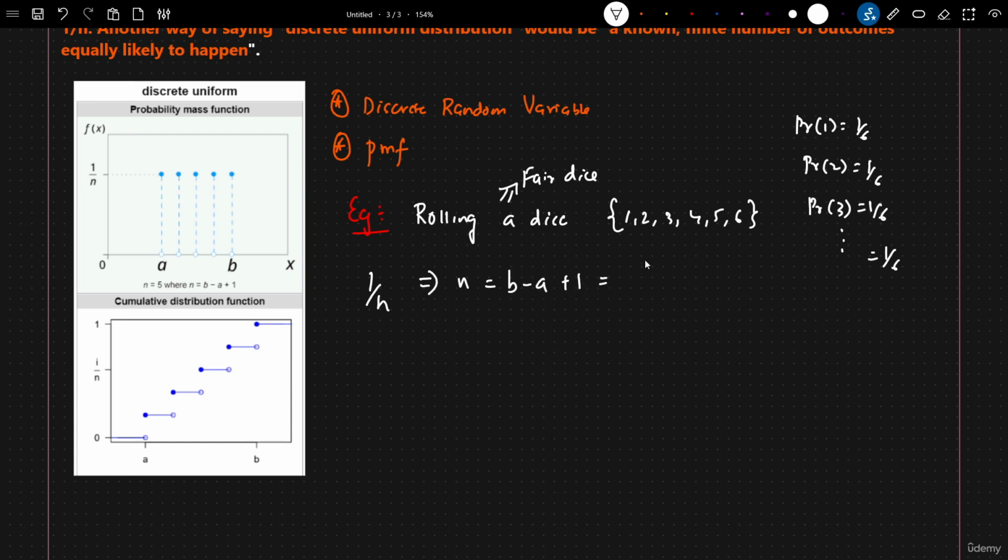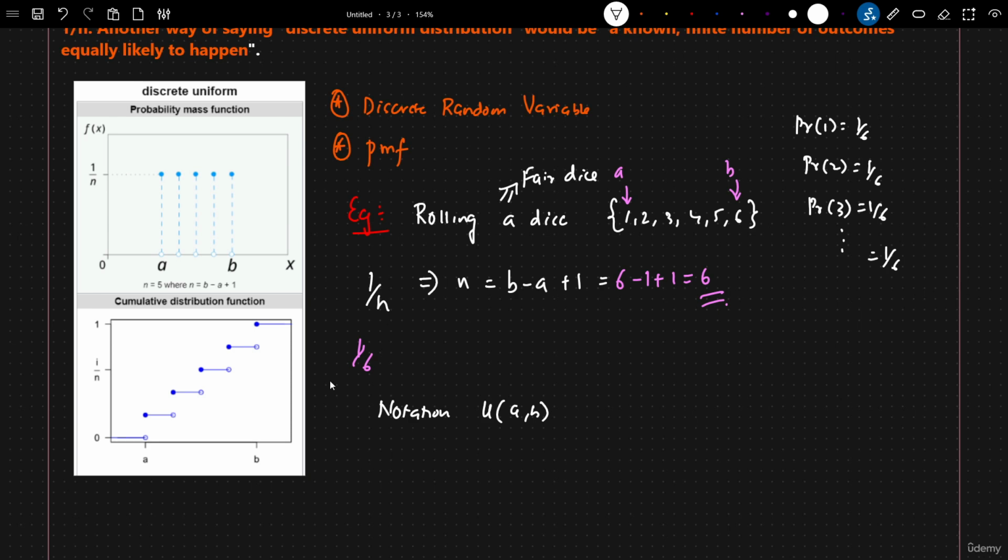What is b in this case? This can be b, this can be a, right? A, b, because your outcomes range between 1 to 6. So here I will go ahead and write 6 minus 1 plus 1, which is nothing but 6, right? And finally, you'll be able to see that every probability will become 1 by 6, right? So what is the notation that is specifically used over here? The notation will be nothing but uniform a comma b.